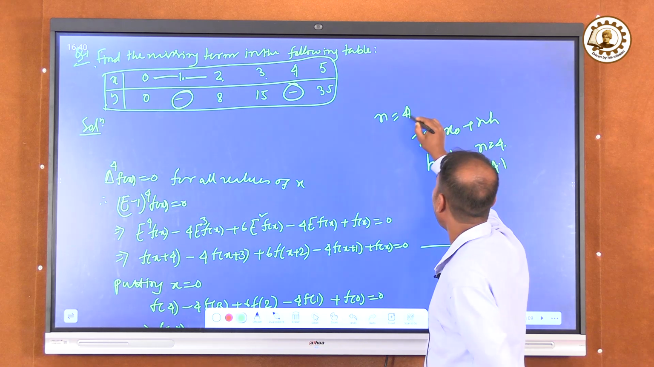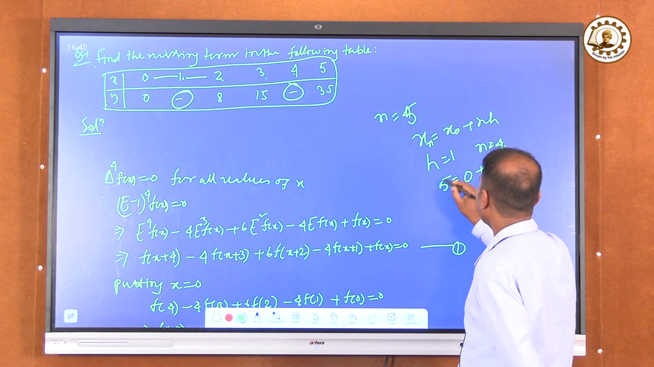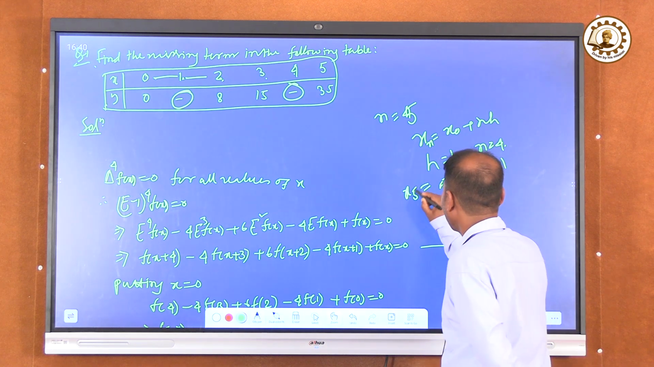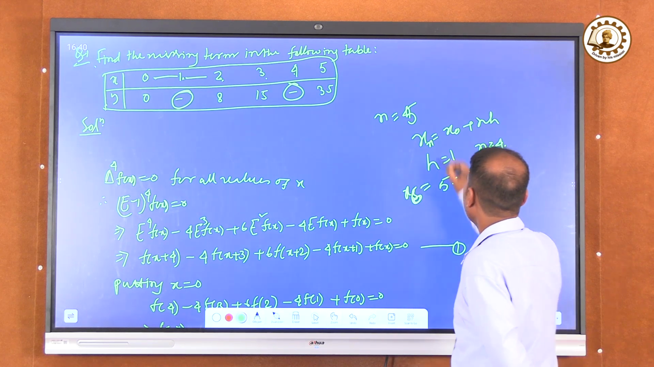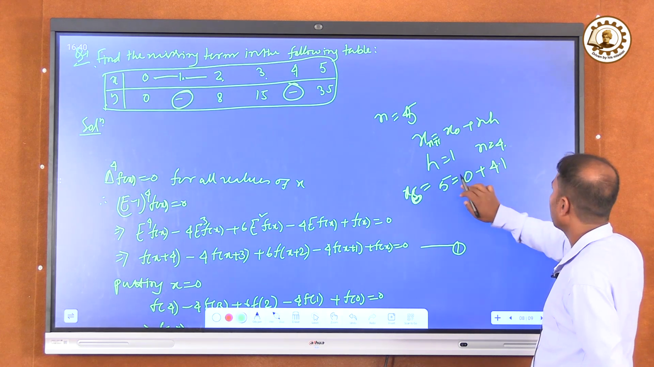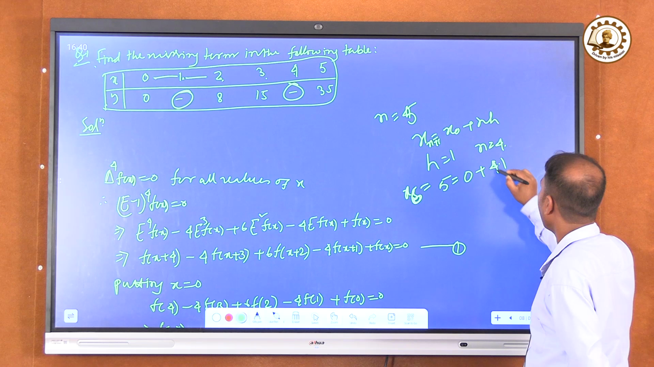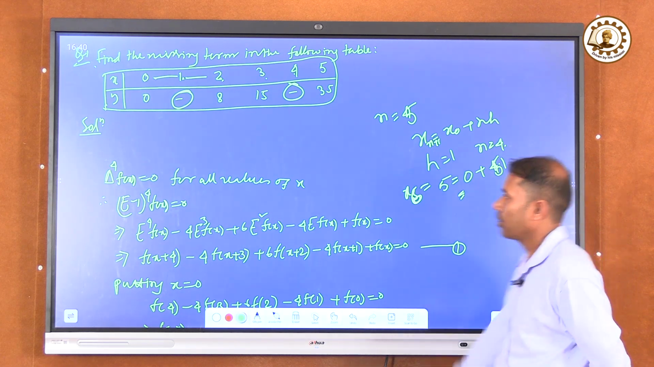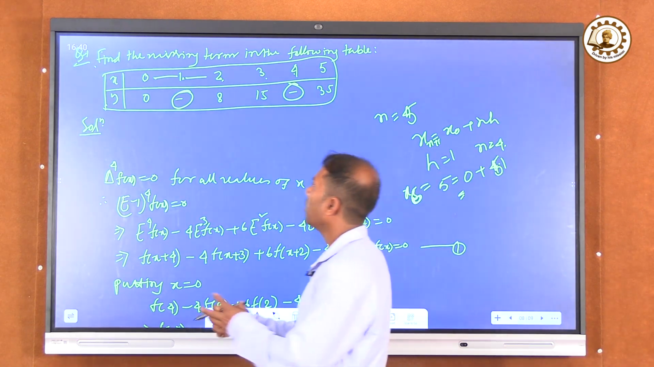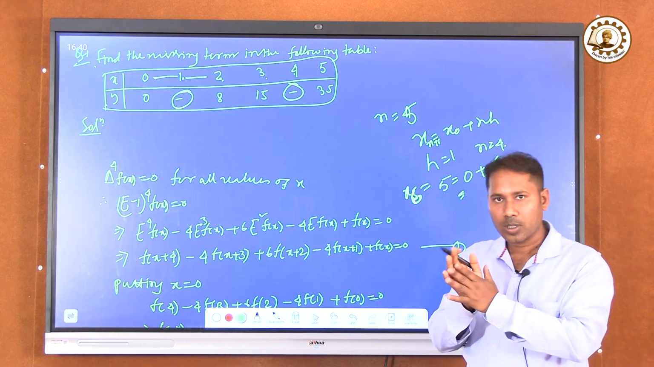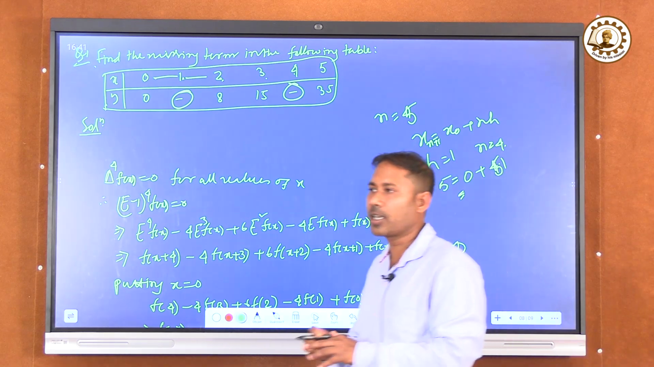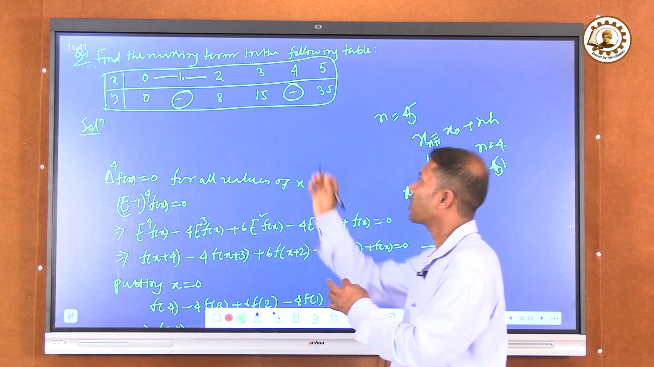Sorry, n here is 5, x5. So x5, that is x(n plus 1), is x0 plus nh, so 0 plus n, where n equals 5. So what is the main concept? Here there are 2 missing terms and n equals 5. So in this case, 2 missing terms and there are 6 nodes.